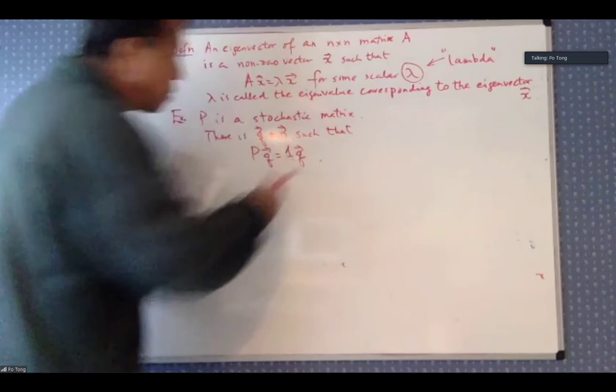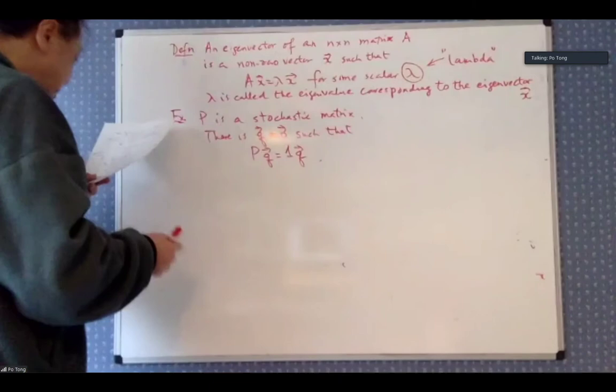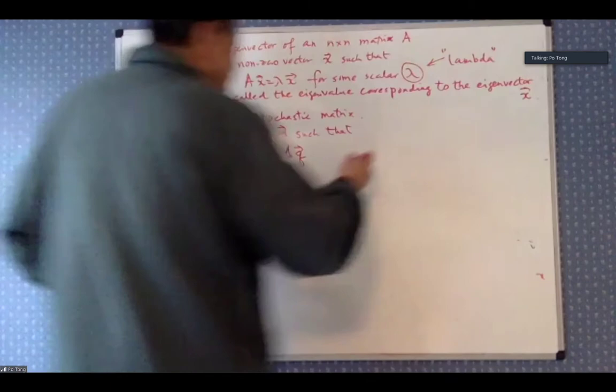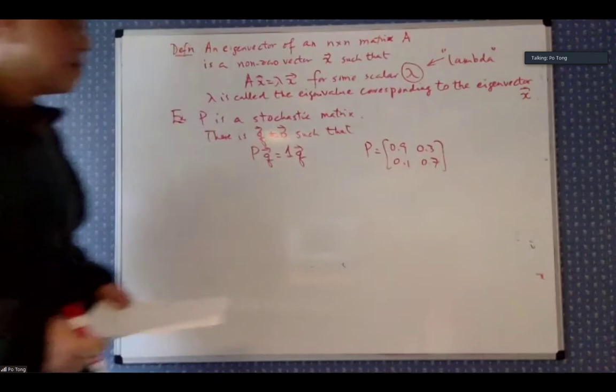Do you guys remember we did this last time? Do you remember what a stochastic matrix is, where all the columns add up to one? For example, something like this. Let's say P is equal to 0.9, 0.1, 0.3, 0.7. I think we have something very similar to this. Did we do this exact matrix last time?